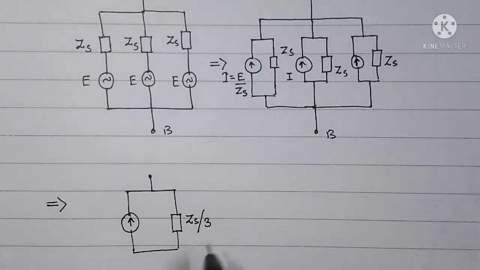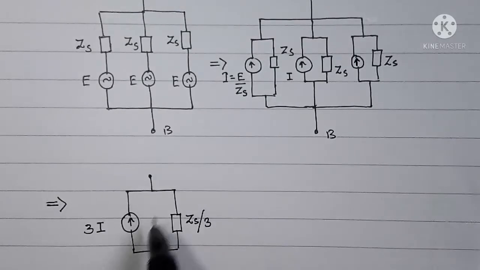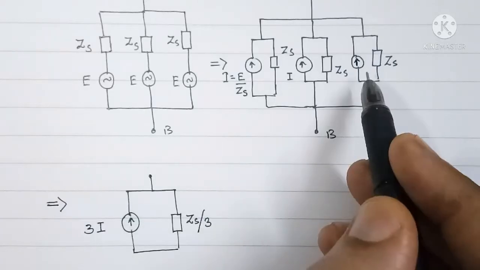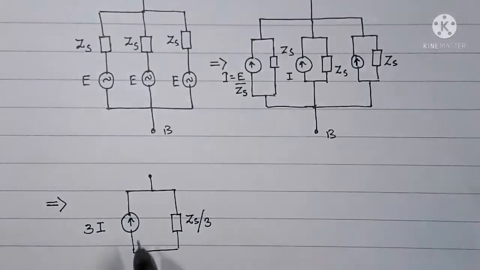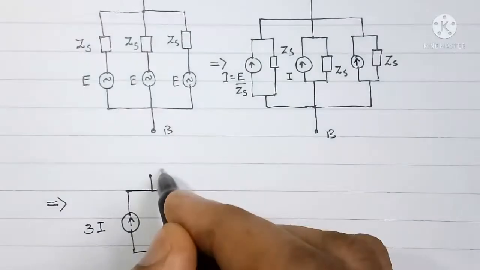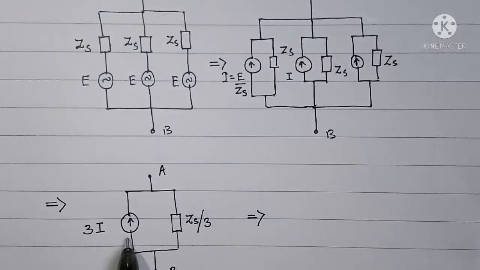The equivalent impedance of 3 impedances connected in parallel is ZS by 3, and the current source magnitude will now be 3I, because all the 3 current sources have the same direction, so we have to add them. So it is A and this is B. Again we can convert this current source into a voltage source.